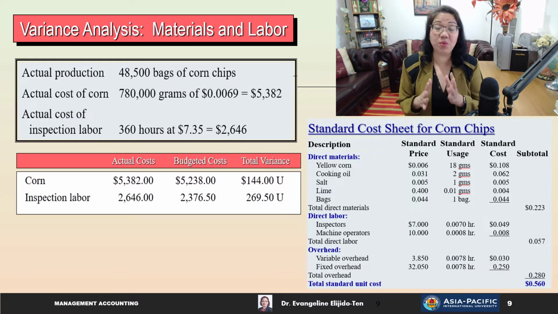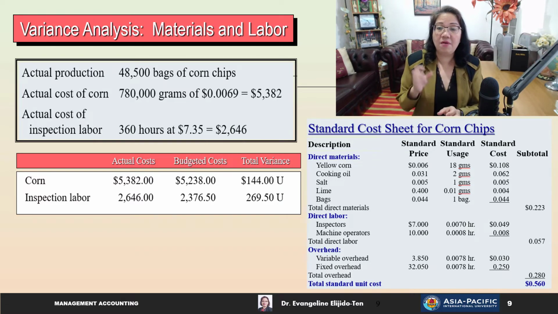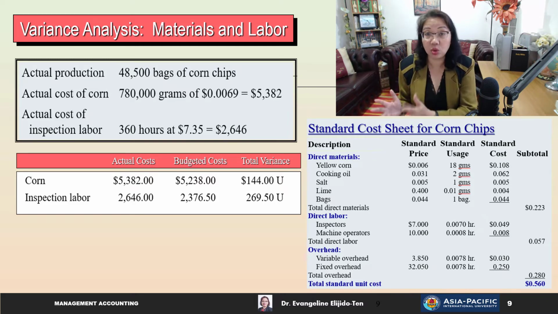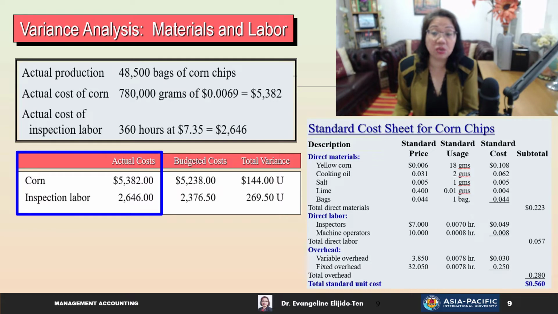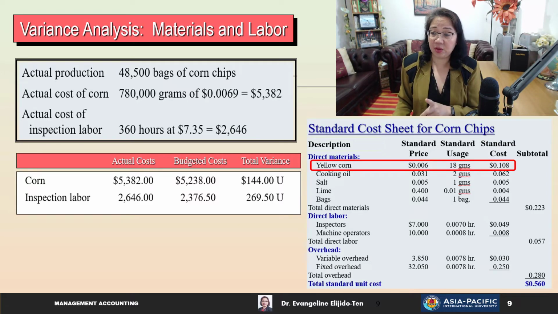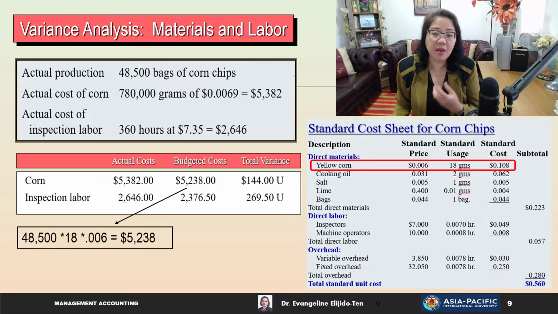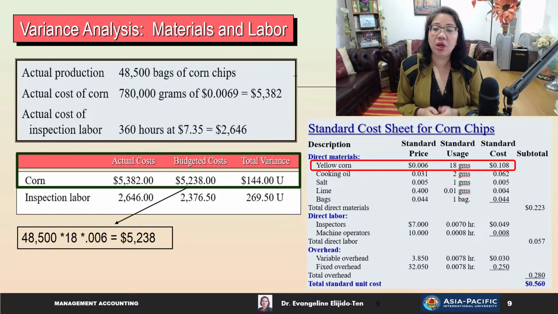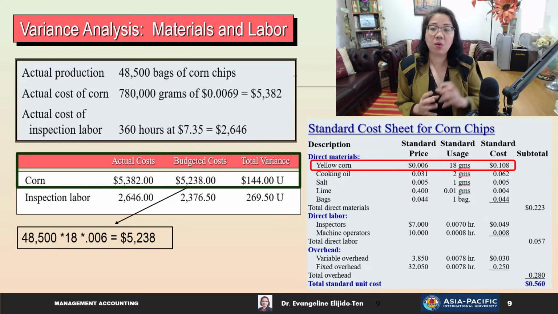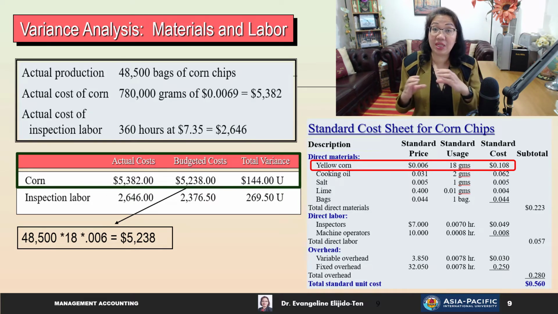$2,646. Now, we can tabulate here because what we want to do is to compare actual cost versus the budgeted costs in order for us to get the total variance, which is simply the difference between actual and budgeted cost. So the actual costs are given: $5,382 for corn, $2,646 for inspection labor. What about budgeted cost? It says there that the standard price is 0.006 and the standard usage or the standard quantity is 18 grams. So we can calculate 48,500 bags times 18 grams times 0.006 will give us $5,238. So that is our budgeted cost. When you compare that with the actual cost incurred of $5,382, then we will have a difference of $144. Our actual cost is greater than the budgeted cost, so therefore it is unfavorable.